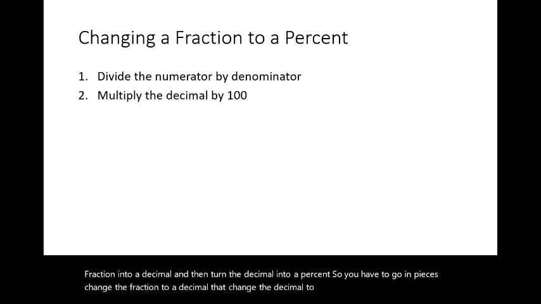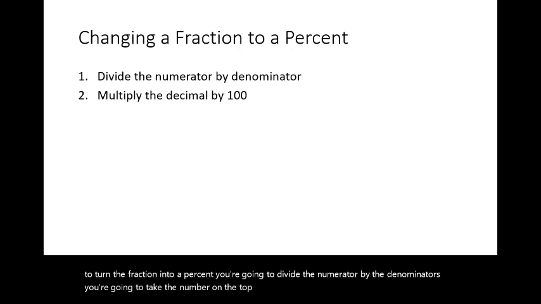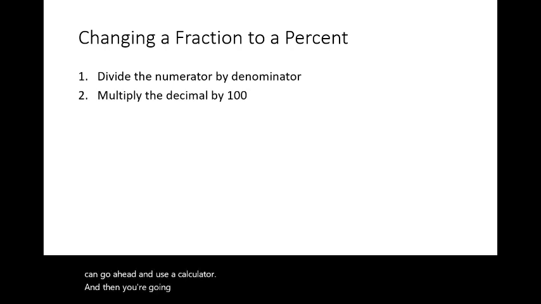So the first thing you do to turn the fraction into a percent, you're going to divide the numerator by the denominator. So you're going to take the number on the top and divide it by the number on the bottom, and you can go ahead and use a calculator. And then you're going to multiply that decimal by 100 and insert a percent sign to turn it into a percent.